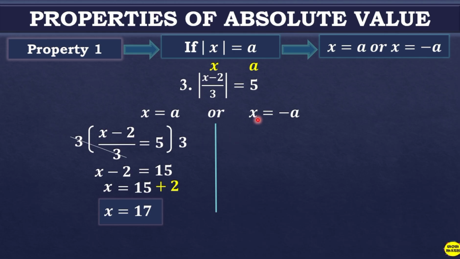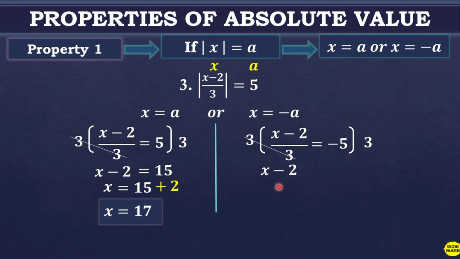Next, so your x is x minus 2 over 3 is equal to negative a. So, since negative a ito, so negative 5. So, using the LCD, which is 3, so this will be cancelled. And then 1 na lang, so 1 times x minus 2, that is still x minus 2, is equal to negative 15. Negative 15 siya ngayon.